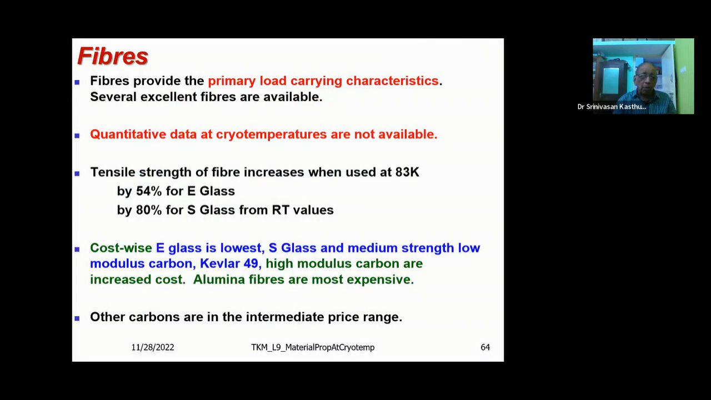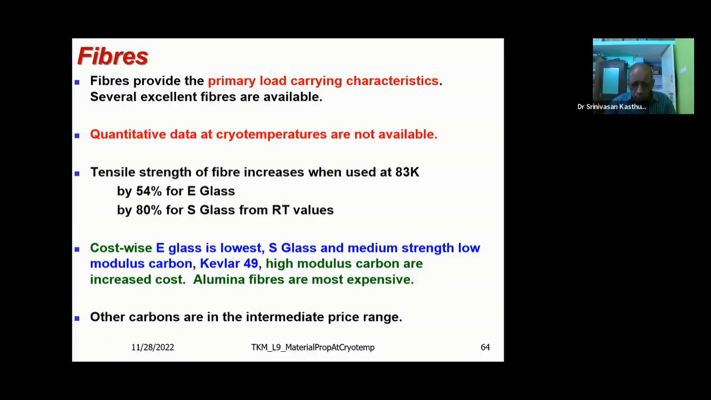Okay, let's come to the individual component. We'll start with fibers, right? Fibers generally provide the primary load carrying behavior characteristics. There are some very good, excellent fibers available, and the quantitative data at cryogenic temperatures are not there. Normally, the strength of the fiber increases when you use it at low temperature. For example, at 83 Kelvin, tensile strength increases by 54% for E-glass, whereas there is an 80% increase for S-glass from the normal room temperature value.